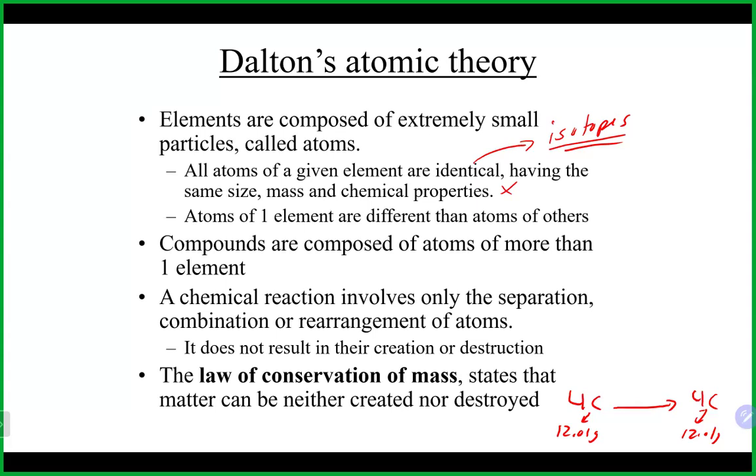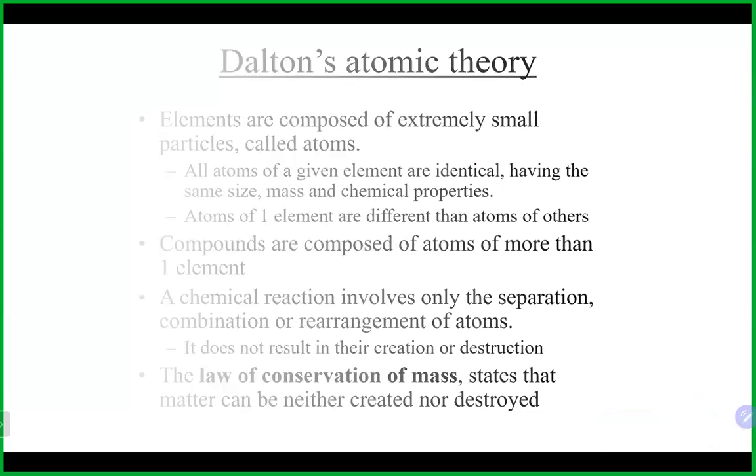So the existence of isotopes means that that part of his atomic theory is not correct. Also, the idea that atoms are indestructible. And the idea of that is also kind of disproven with nuclear reactions. In nuclear reactions, you can change an element from one element to another. So that also is something that is not correct.